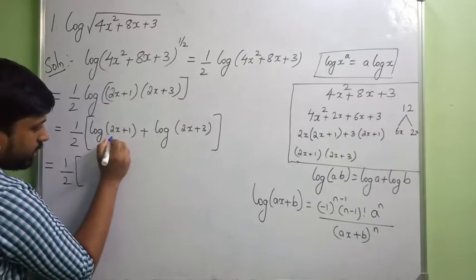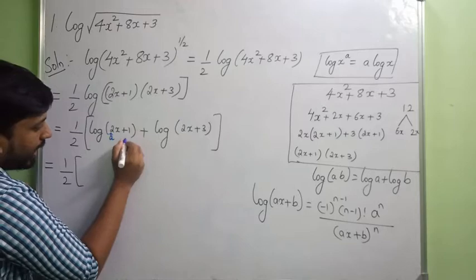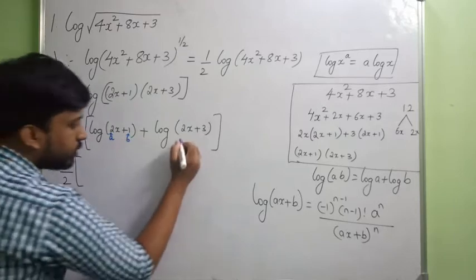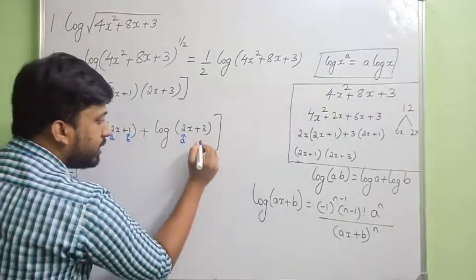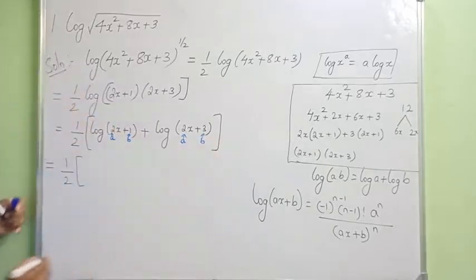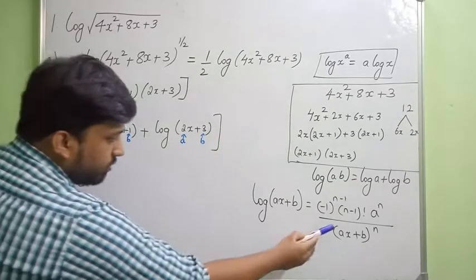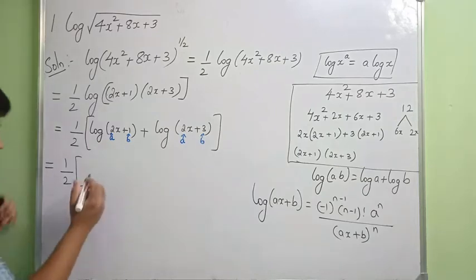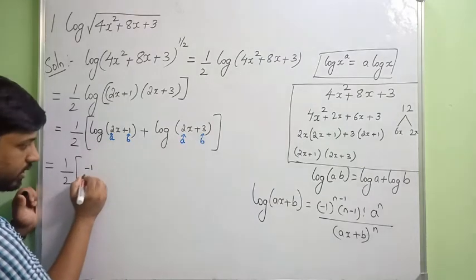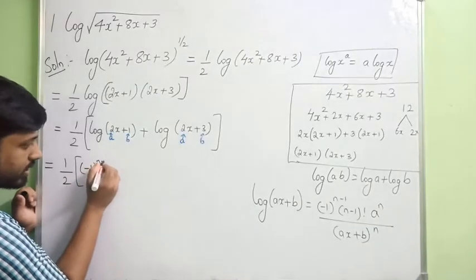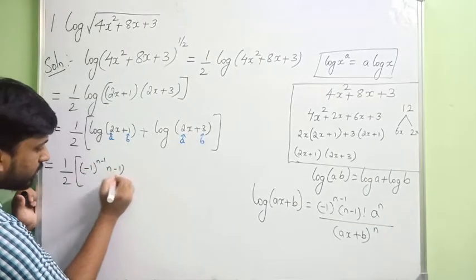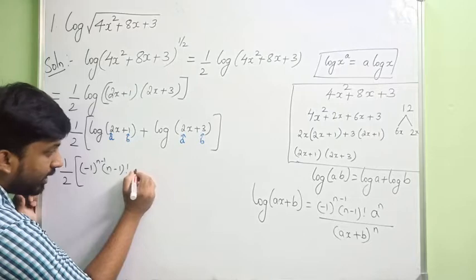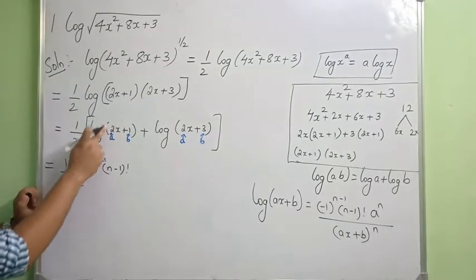So here a takes the value of 2 and b takes the value of 1. Here also a takes the value of 2 and b takes the value of 3. Okay, so the same thing we will be applying here. Because we don't know the n, directly we will be putting that, that is minus 1 to the power of n minus 1, the whole factorial. So a we have here, a is nothing but 2.